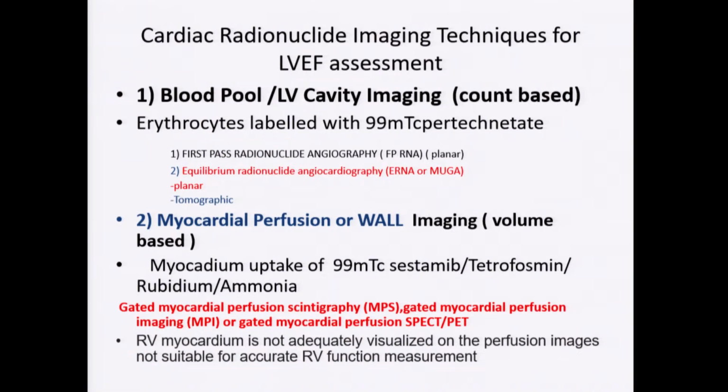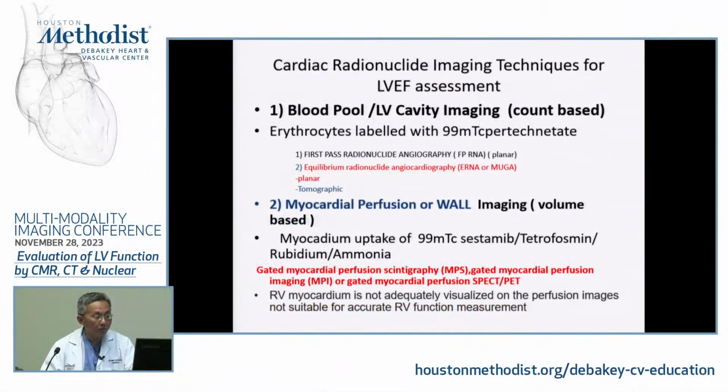So how do we assess ejection fraction using nuclear techniques? There are two major techniques here. One, we inject a radioisotope. You can label red blood cells, so it goes to where the blood is, called the blood pool. So you look at the LV cavity, essentially similar to what you get with an LV gram. It's count based. You count the activity within the confines of what you think the LV cavity is in different parts of the cardiac cycle.